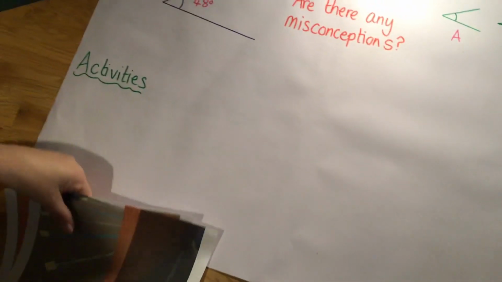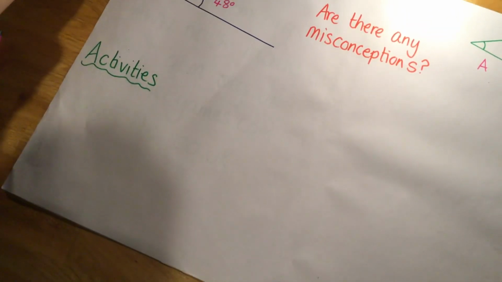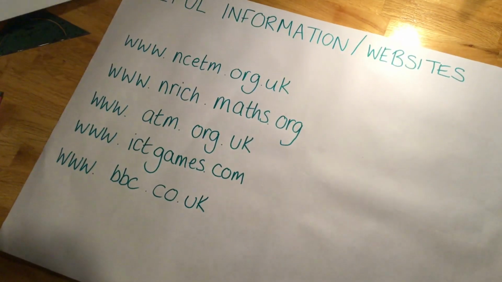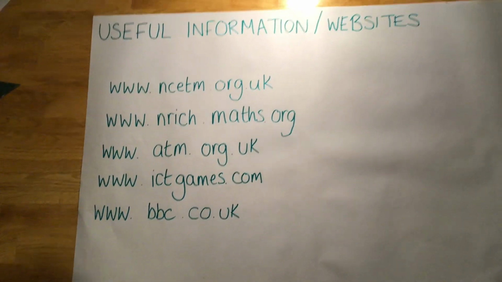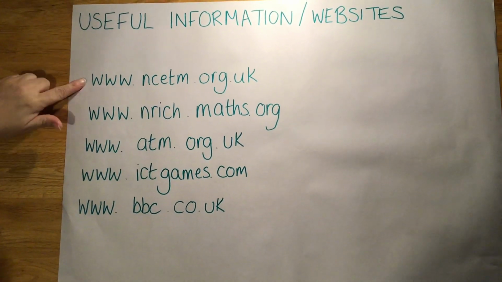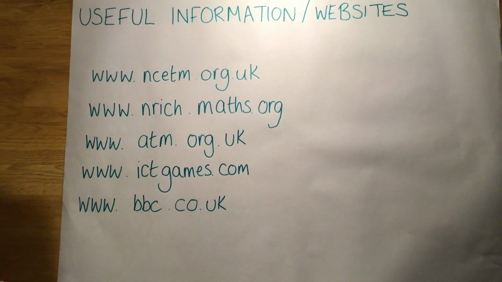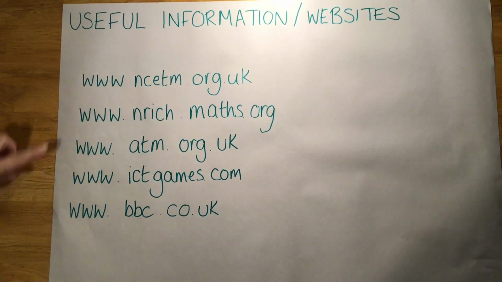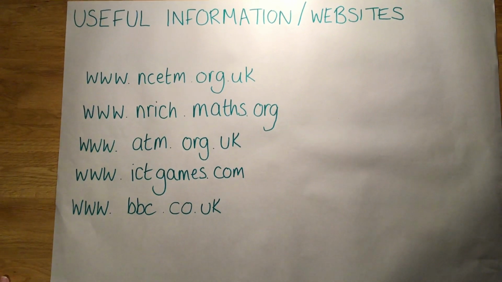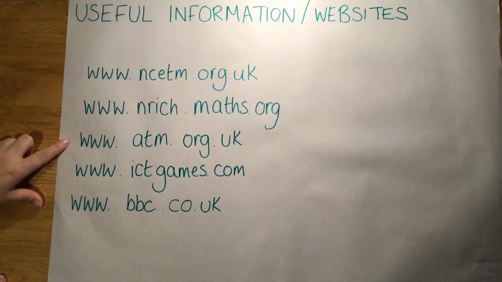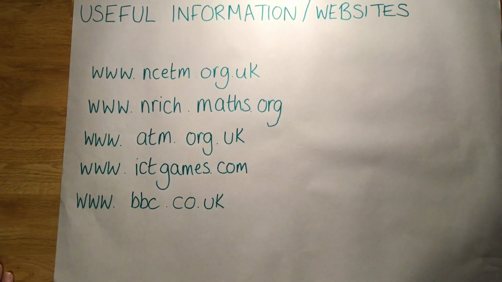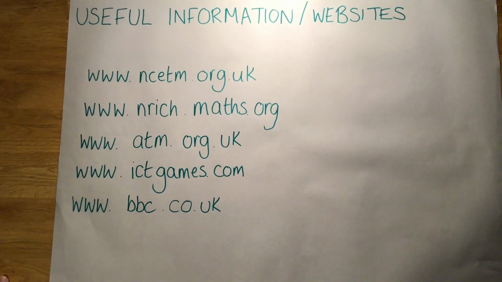So from those activities, there are loads of other resources that are on the internet. I've just put some websites down for you to see. The NCETM website is a wealth of journal articles and activities for the children to do, along with Enrich Maths and ATM as well. They are the big maths organisations that can help you with planning for angles with the children.